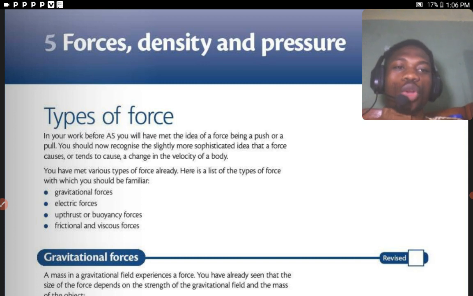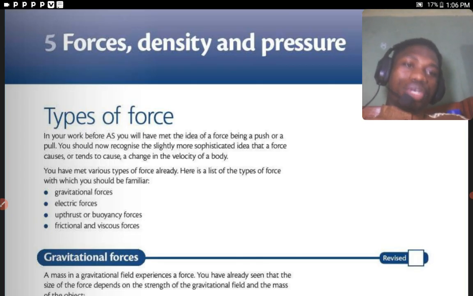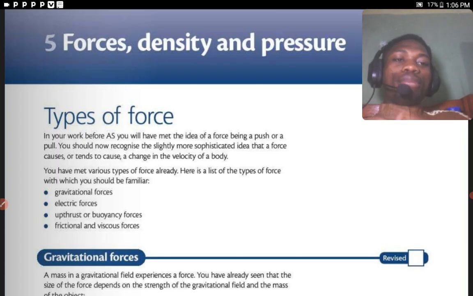What is a force? A force is a push or a pull of one body on another. Straight to the point, we look at the types of forces. We have two types of forces: contact forces and non-contact forces. Contact forces are forces that act between bodies which are physically touching each other. When forces act between bodies which are not in contact, we talk of non-contact forces.